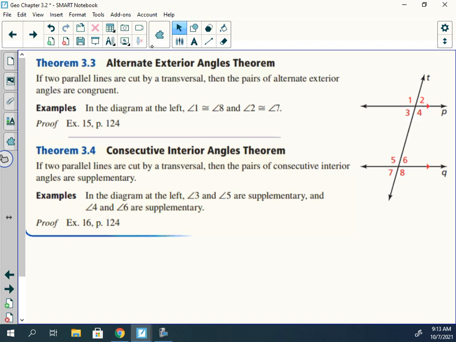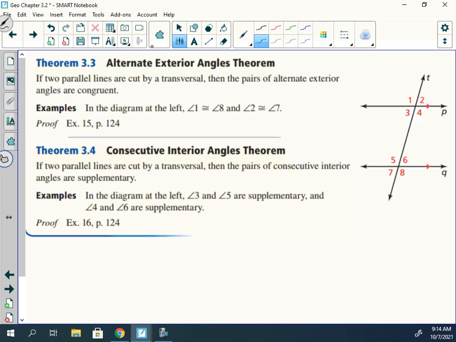So if two parallel lines are cut by a transversal, then the pair of consecutive interior angles are supplementary. They add up to be 180. So 3 and 5, 4 and 6 would add together to be 180, yes? Okay.